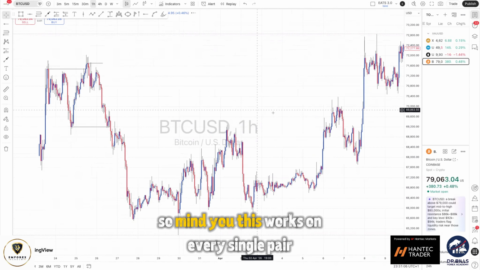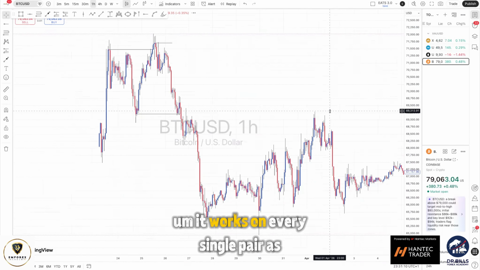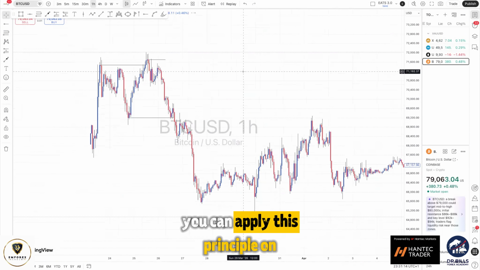So mind you, this works on every single pair. Okay. It works on every single pair. As long as it has a chart, you can apply this principle on every single pair.